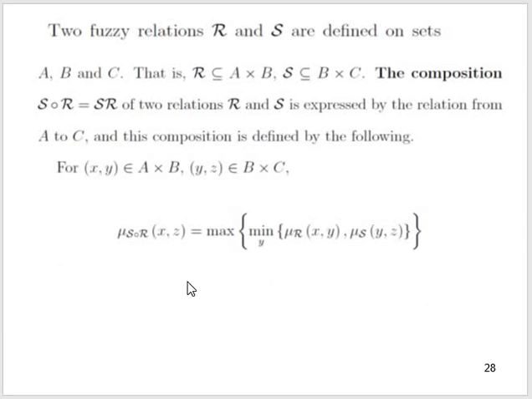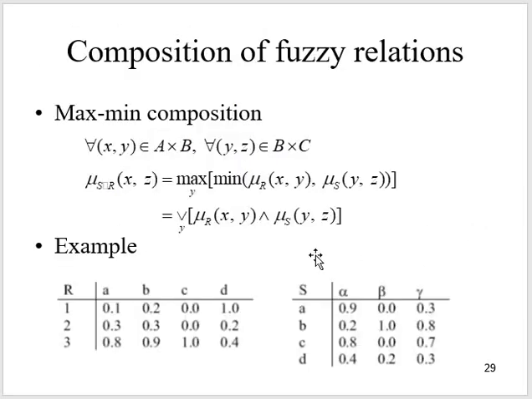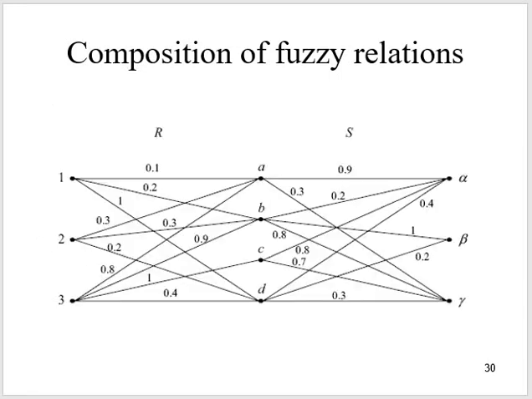Composition of relations is obtained by considering two fuzzy relations R and S, and it is denoted by S composition R, which is defined as the maximum over y of the minimum of mu R (x, y) and mu S (y, z). So this is the max-min composition rule. So consider R and S, then find out R composition S or S composition R.